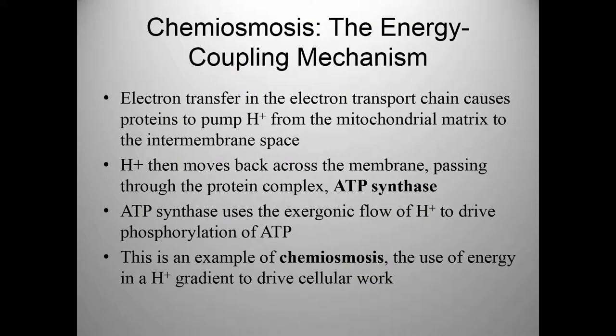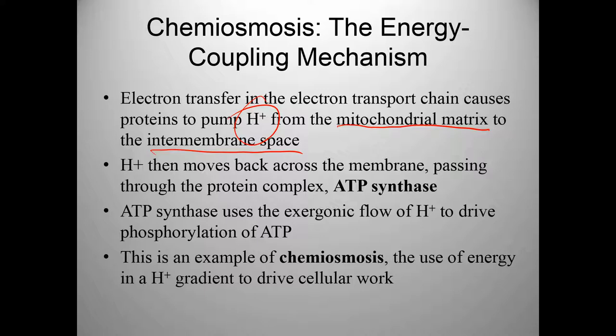As these electrons are being passed from one cytochrome protein to the next, from one protein complex to the next, in these redox reactions, the potential energy in those electrons is being used to pump protons or hydrogen ions from the mitochondrial matrix to the inner membrane space. So in this case, that energy in the electrons is the energy that's driving the movement of these protons, allowing these protons to be pumped across the inner membrane into the inner membrane space.